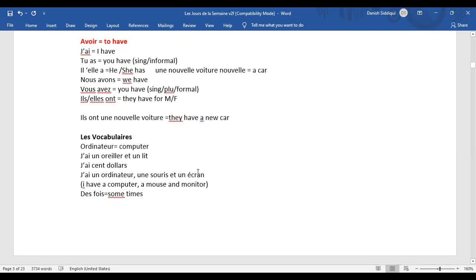So now it's very easy to create simple sentences in French that I have this, you have this, XYZ. So if we have a bed and a pillow, we can write like this: J'ai un oreiller et un lit. I have a pillow and bed. If we have $100, we can say, can you say it with me, Aisha? J'ai $100. Très bien. If I have a computer, mouse, and monitor, of course, we can say j'ai un ordinateur, une souris, et un écran.